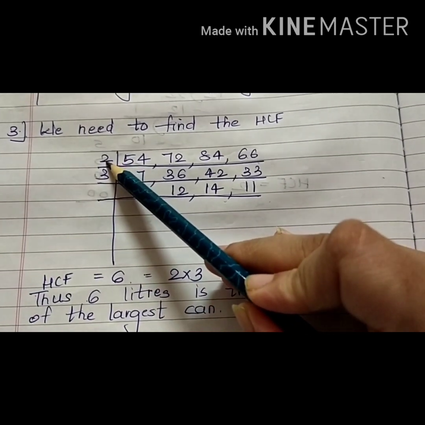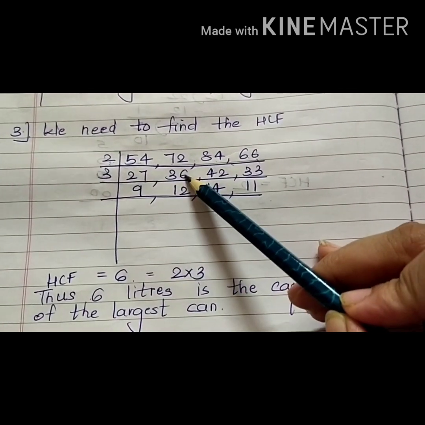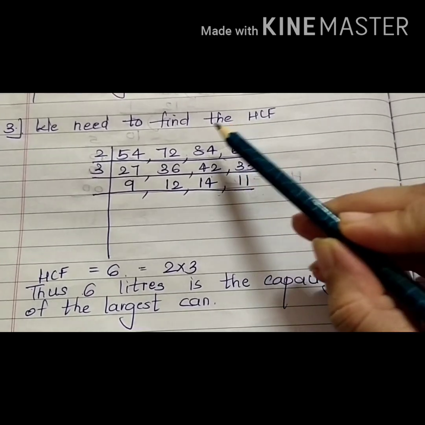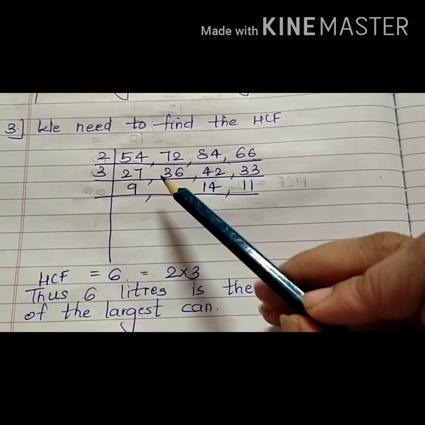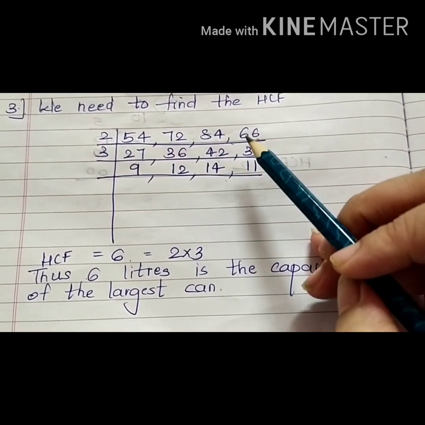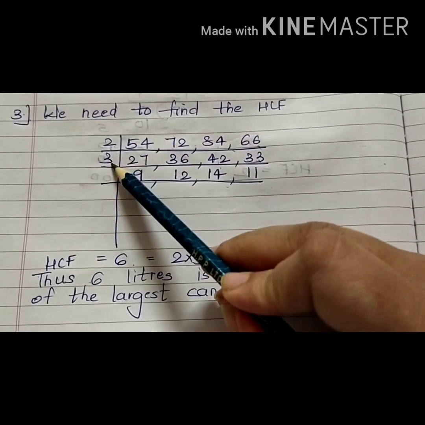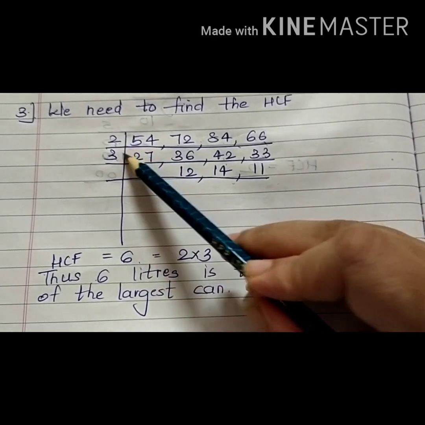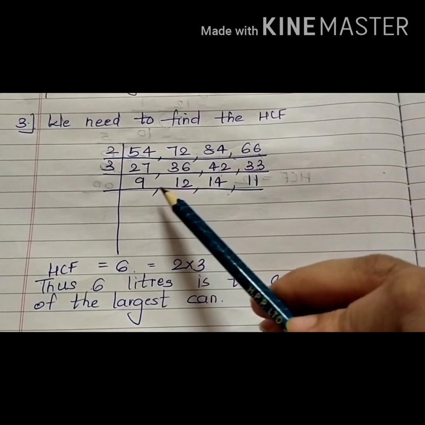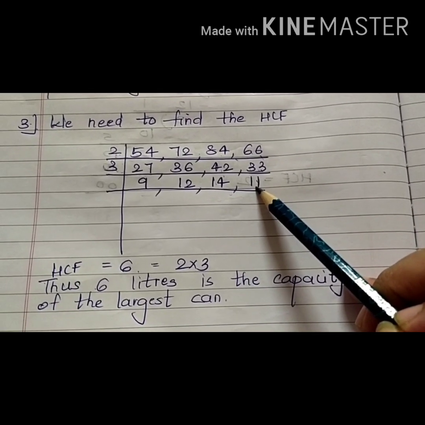I have taken 2 because 2 is divisible by all the 4 numbers. So 2 27s, 2 36s, 2 42s and 2 33s will give me these answers. Now I cannot think of 2 because 2 will divide 36, 2 will divide 42, but 2 will not divide 27 and 33. So I move to the next factor which will divide all 4 together, that is 3. 3 9s, 3 12s, 3 14s and 3 11s. That's all. Here now you will not get a single factor which will divide all 4, so I will leave my sum as it is.